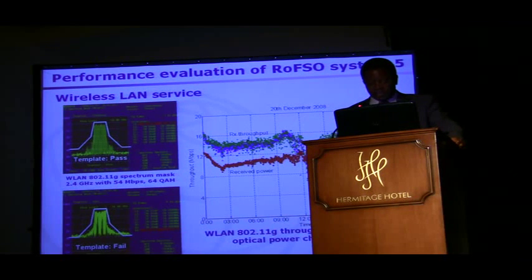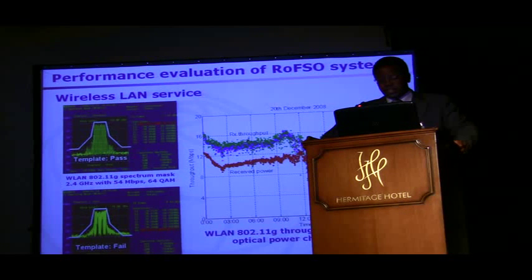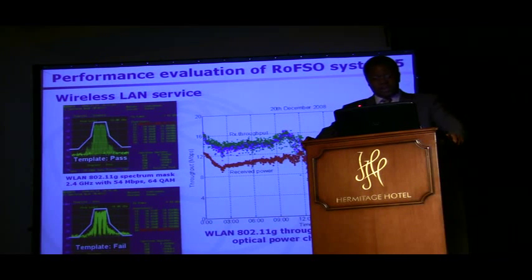Another example of results I'll show is the transmission of wireless local area network service signals shown in this slide. The figures on the left, top and bottom, are the spectrum mask test for evaluating the quality of wireless local area network signal, and it's simply done by using a pass-fail judgment of the spectrum mask test template.